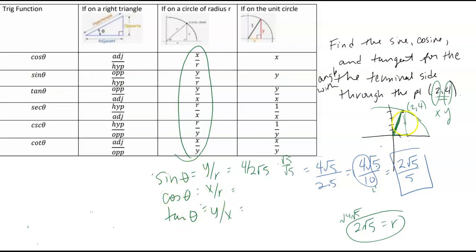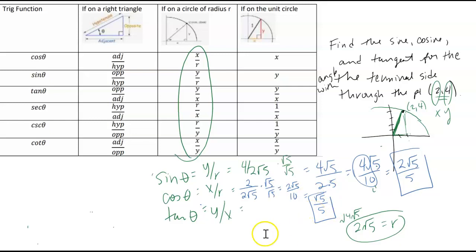Cosine is x over r, so this is going to be 2 over 2 root 5. So it's going to be very similar to the last one. Multiply top and bottom by root 5. It'll become a 2 root 5 over 10. And then I can reduce. So that'll be root 5 over 5.